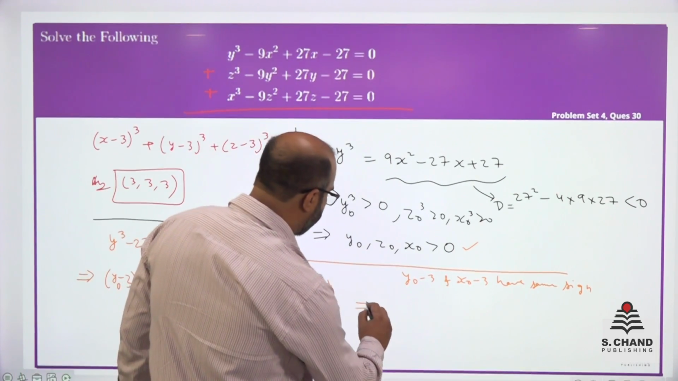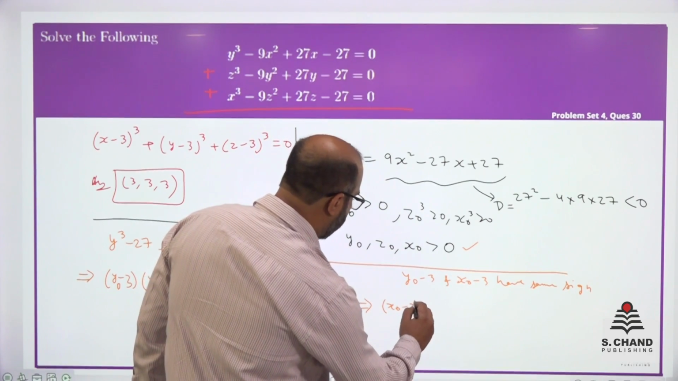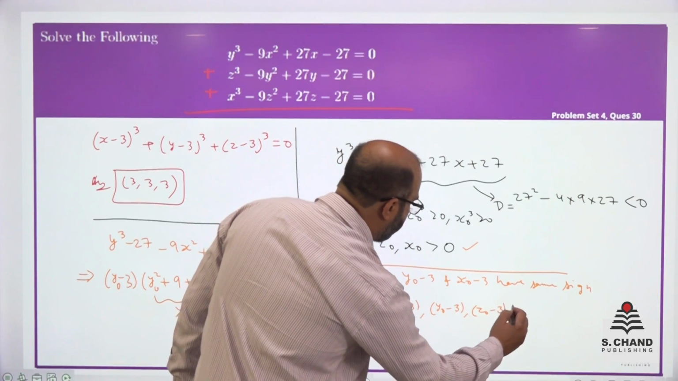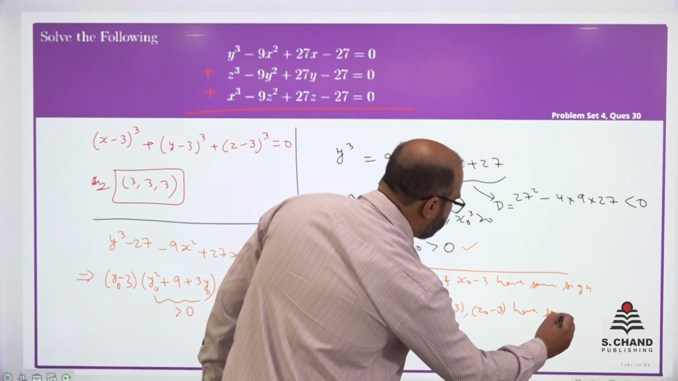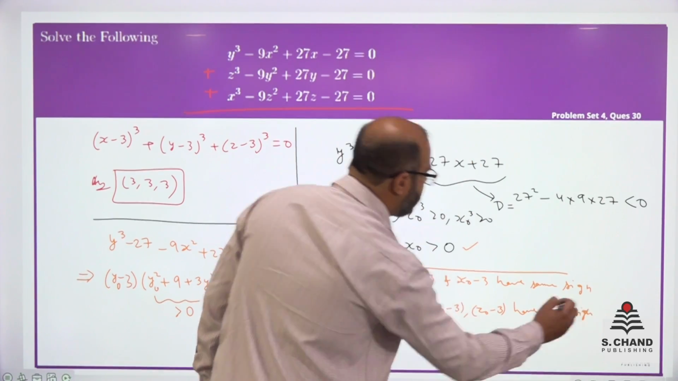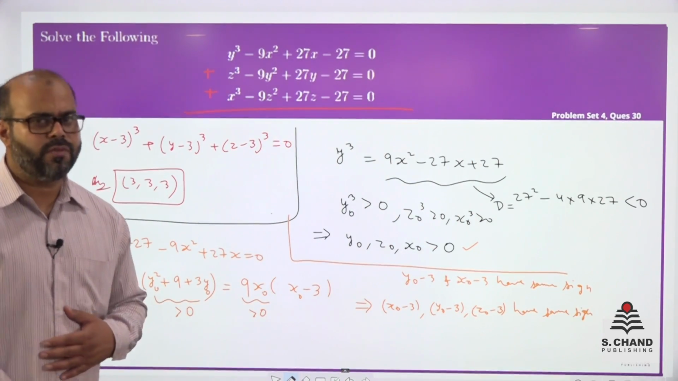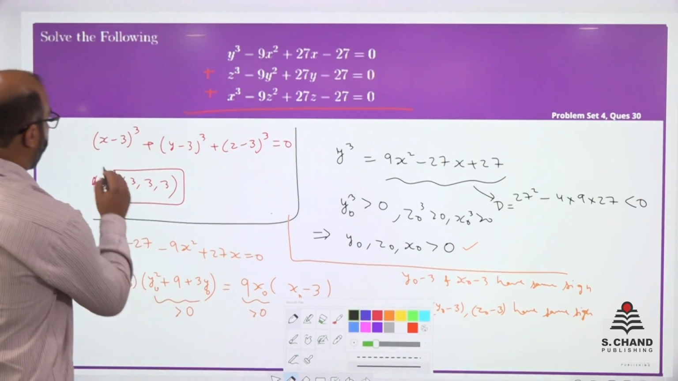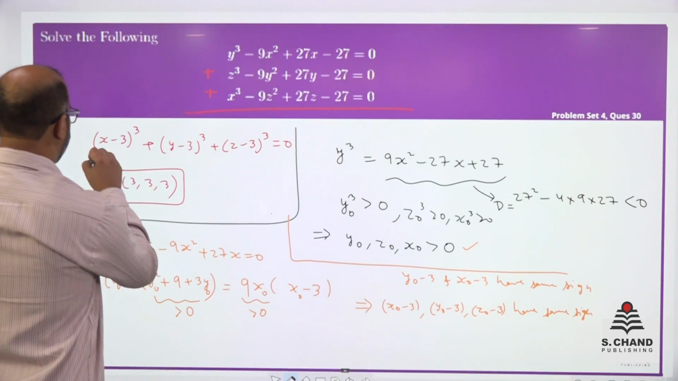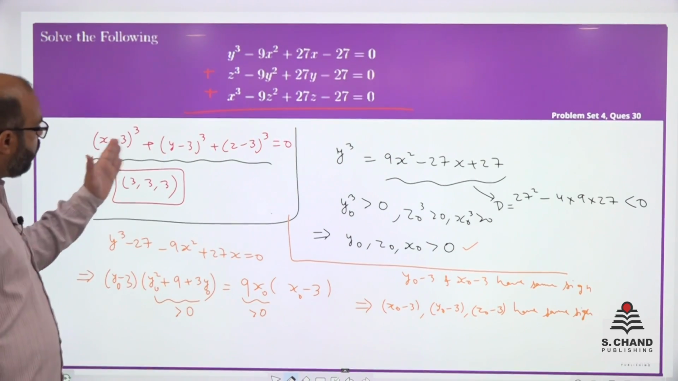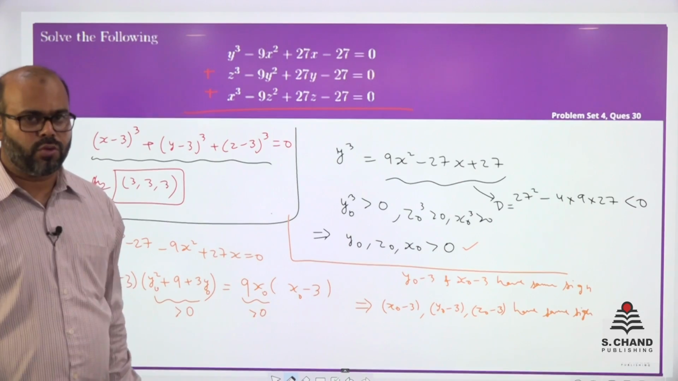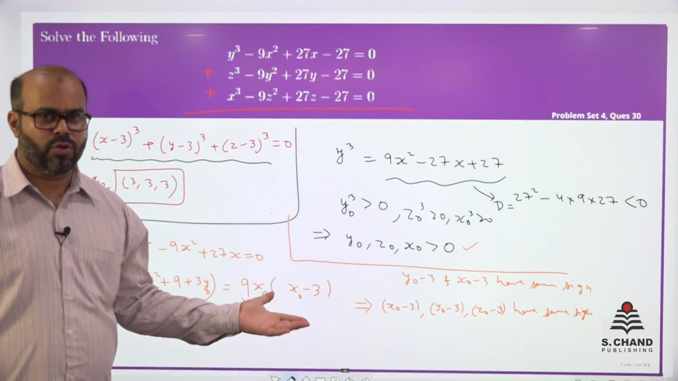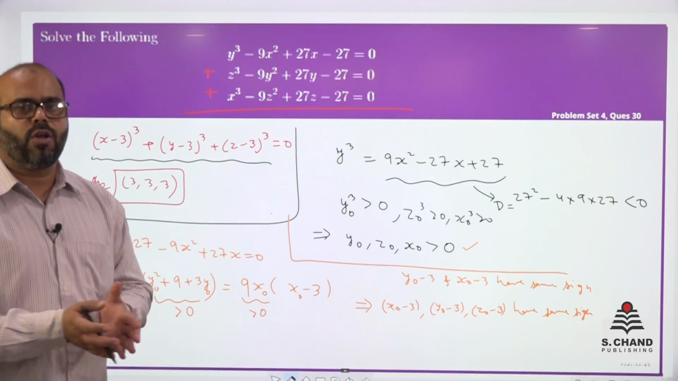So, this implies that x naught minus 3, y naught minus 3, z naught minus 3 have the same sign. If all of them have the same sign, either all of them are positive or all of them are negative. Now, if you see the main equation which we have obtained from here, if you take all of them as positive, this cannot be equal to 0. Similarly, if you take all of them as negative, then also this cannot become 0. So, the only option is you have to take all of them as 0.